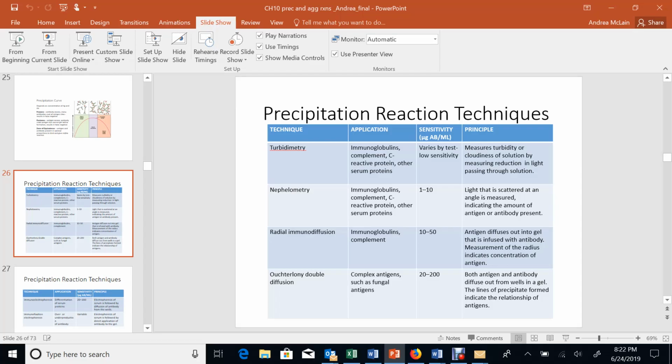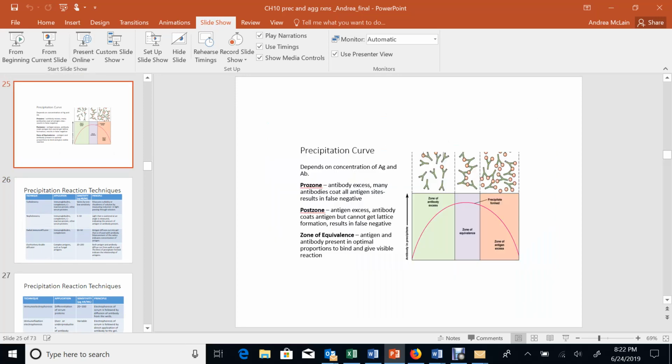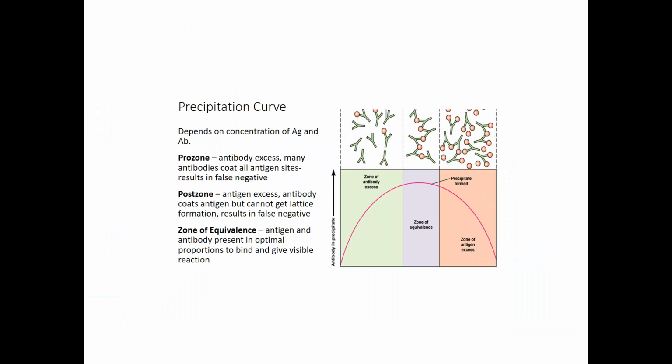There. This is going to be part 2 of our chapter 10 discussion on agglutination and precipitation reactions. We just ended the chapter discussion part 1, looking at the precipitation curve, the prozone, postzone, and zone of equivalence.